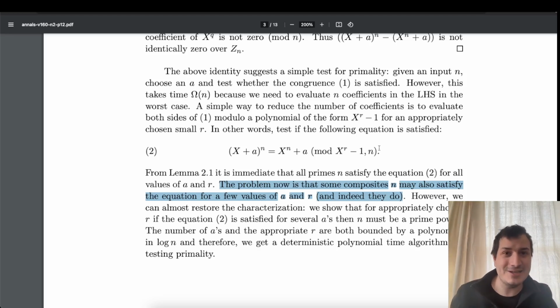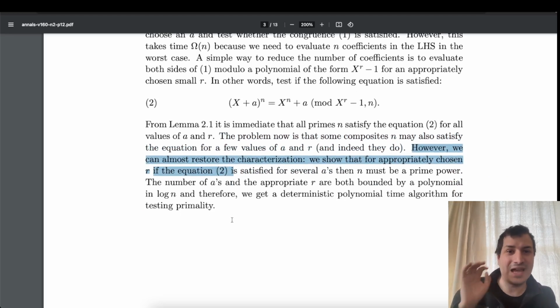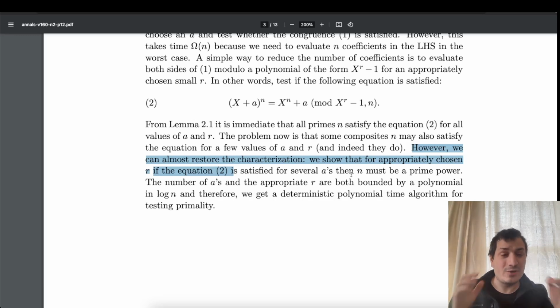And so this is the genius, and this is why this is an Annals math paper, and these guys are big time. This is a big result in the field of mathematics, is what they do in the next sentence. So however, we can restore the characterization. We show that for appropriately chosen r, if the equation 2 is satisfied for several a's, then n must be a prime power.